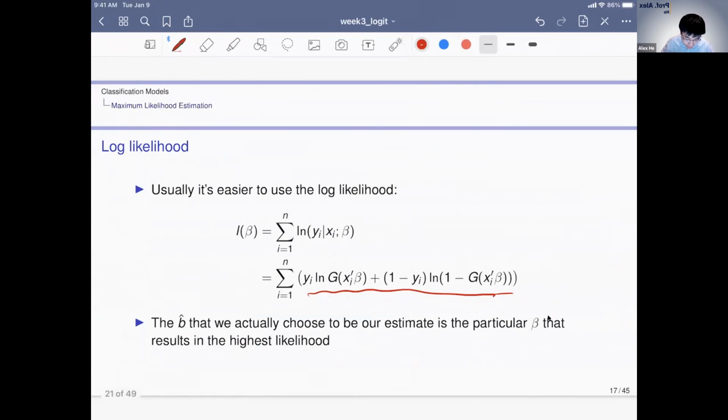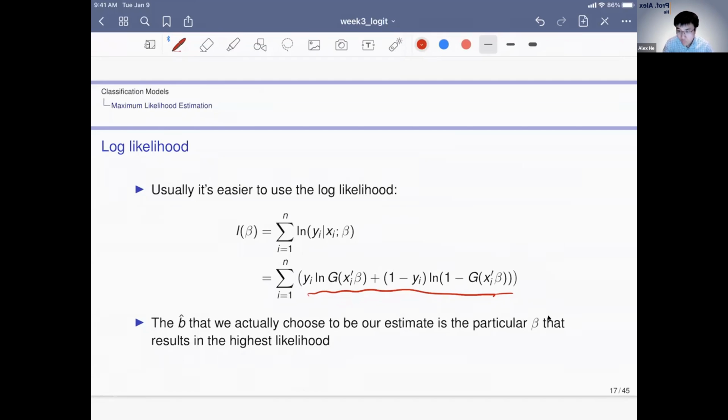And this is a different mindset from the minimum squared error, where the mindset is to try to minimize the error between our prediction and the actual value. But here, it's another way of estimating, which is to maximize the likelihood of observing our data given the parameter. So these are two different ways, but actually they are equivalent in many cases.